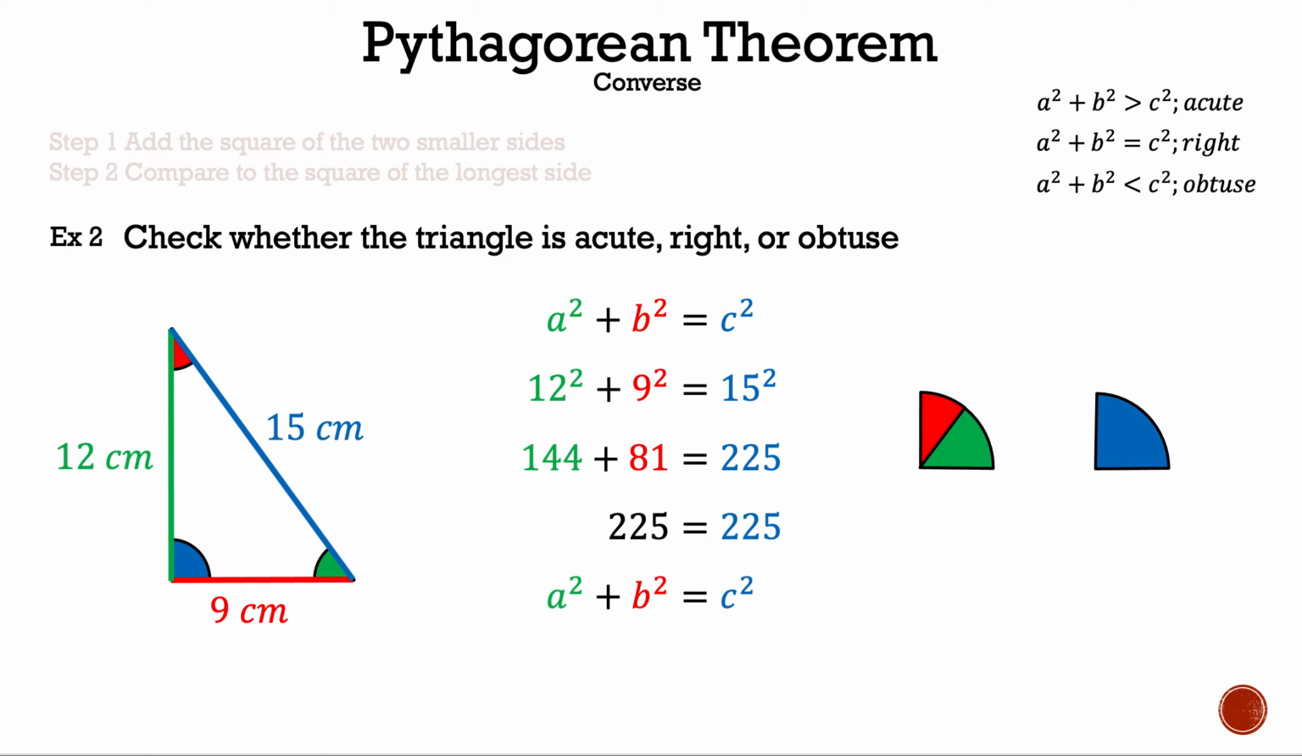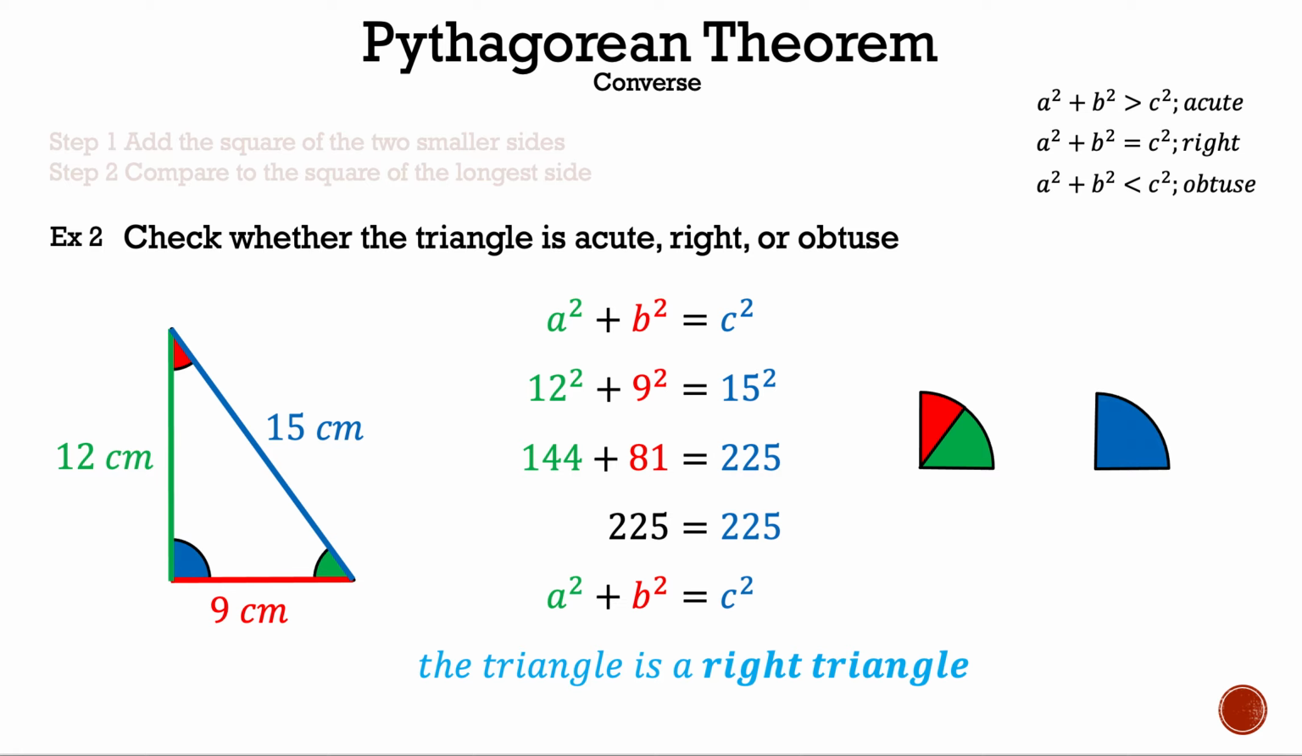And what does that mean? That means a squared plus b squared is equal to c squared. And what does that mean? The triangle is a right triangle. And why is that the case? Well, if we add the red angle and the green angle together, it forms a 90-degree angle, which means the blue angle has to be a 90-degree angle, which means we have a right triangle.